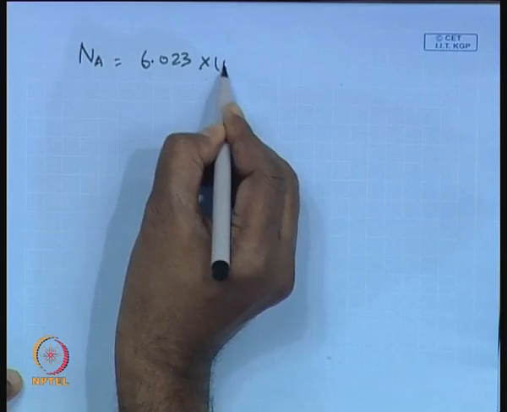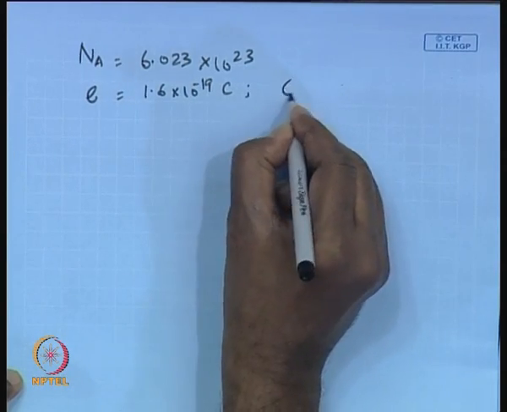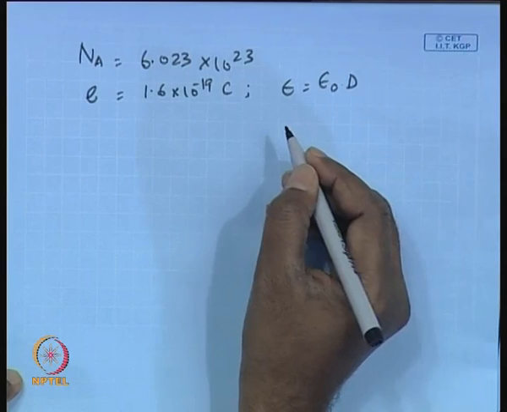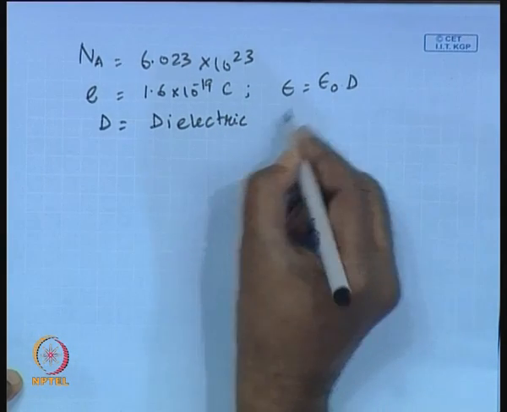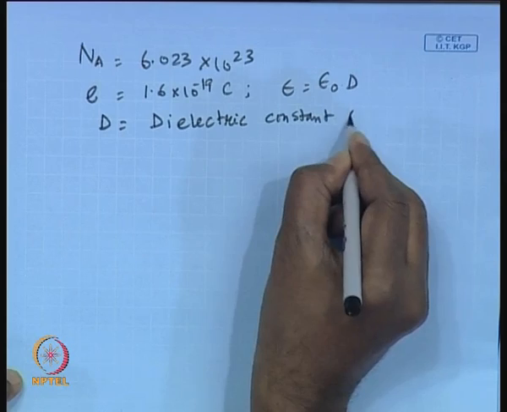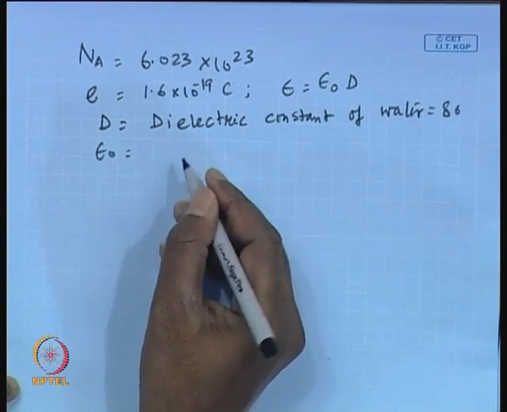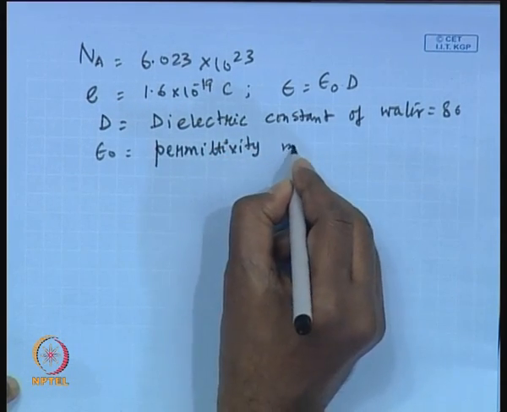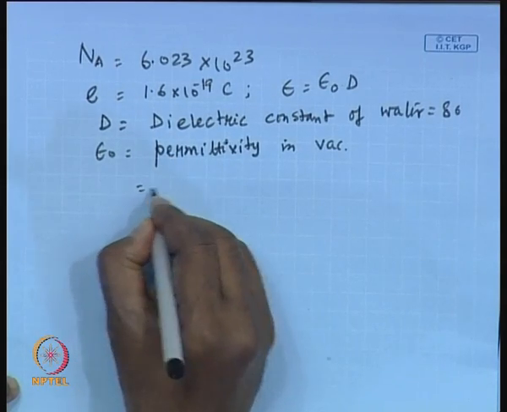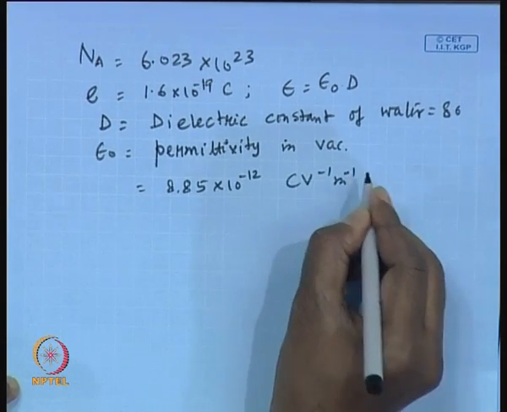Now, the Avogadro number is 6.023 into 10 to the power 23. The Coulombic charge E is 1.6 into 10 to the minus 19 coulomb. The epsilon is the permittivity of the medium, which is nothing but epsilon 0 times D. D is the dielectric constant of water, and this value is 80, and epsilon 0 is the permittivity in vacuum, and this value is 8.85 into 10 to the power minus 12 coulomb per volt per meter. Okay, that is the unit of it.